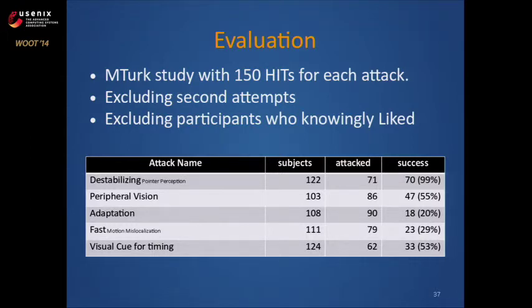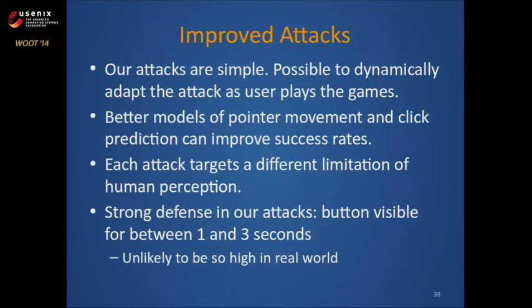So these demos were pretty powerful, ranging from 20% to 99% success rates. But one thing to note is that they are just a lower bound, and a really determined attacker might be able to do better by doing some of the following things. First, they could build a game that adapts to the player based on their performance. Second, maybe use a better model of their pointer movement and predicting their clicks. And third, since each of these demos really was intended to demonstrate a single limitation of human perception, an attacker would probably try to use more than one of these tricks to make a combined attack.